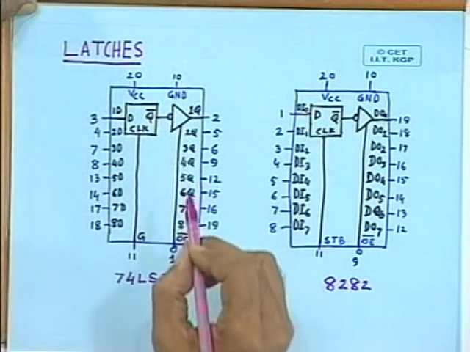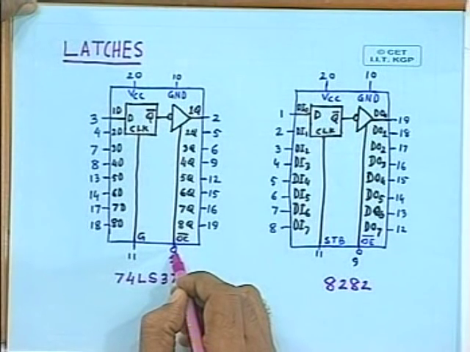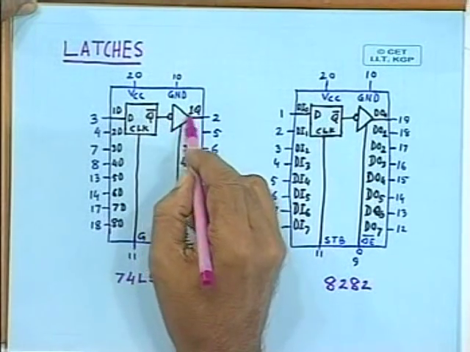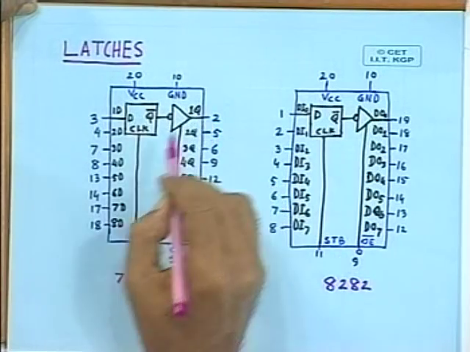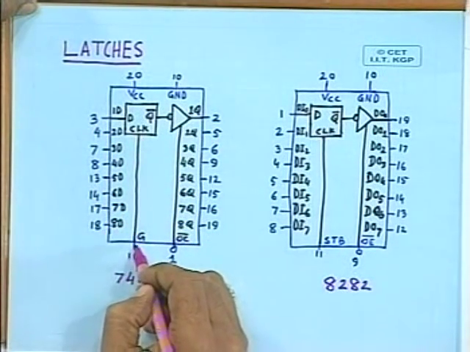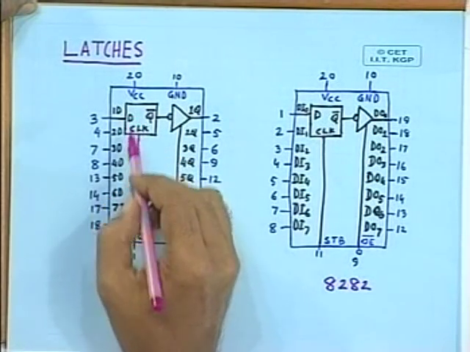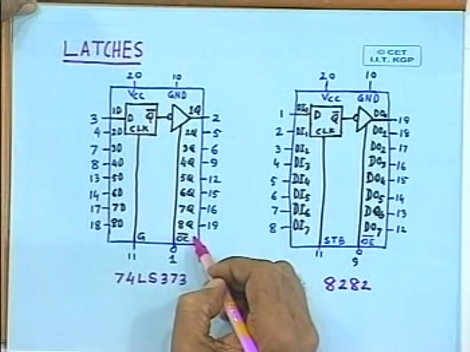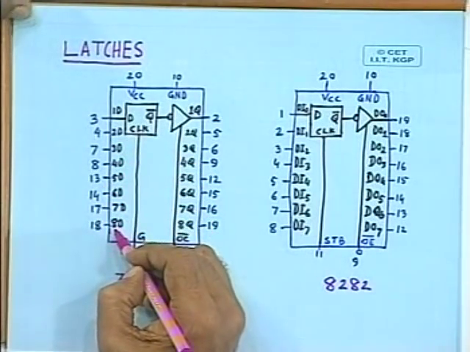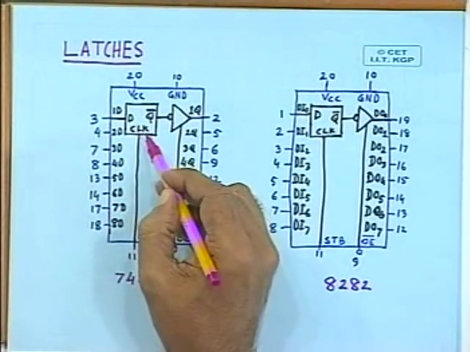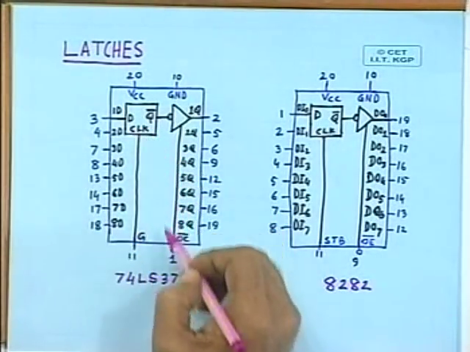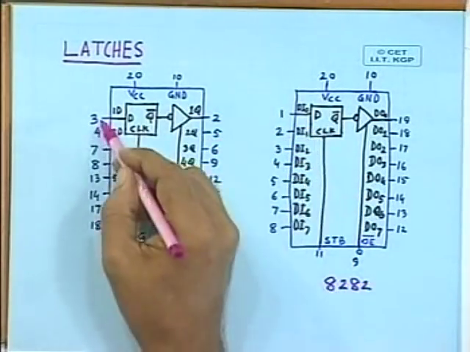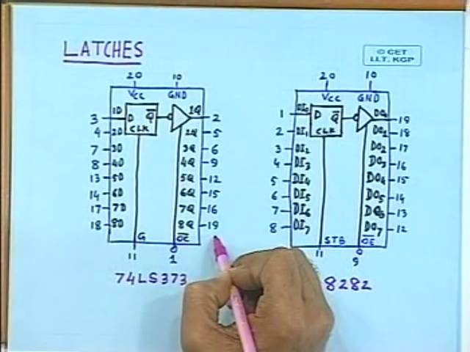Whenever this output control is 0, then you get the output. Whenever this is 1, then of course the output is not available. The output is tri-stated. And the data can be latched by applying a clock to this input. So you have got 8 input lines and 8 output lines. Here the inputs are available in time division multiplex form, and then these are latched in 8 flip-flops inside it. And whenever this is enabled with the help of the output control, you get the addresses, whatever you apply here, for the remaining part of the time. So this is one chip.